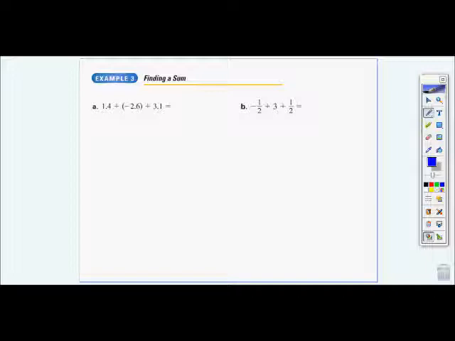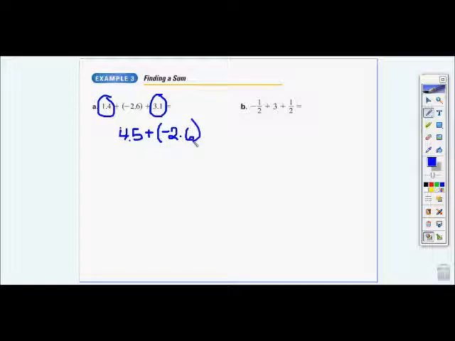So for example 3, we have finding a sum, and we have 1.4 plus -2.6 plus 3.1. My first plan of attack is let's get same signs together. So if I do 1.4 plus 3.1, I'm going to end up with 4.5. Now I have a simple sentence of 4.5 plus -2.6. I'm going to rewrite my 6 there for you. It's going to be too hard to read.